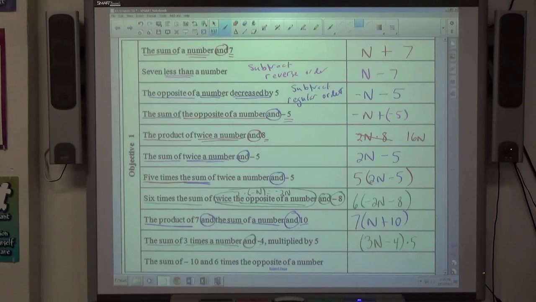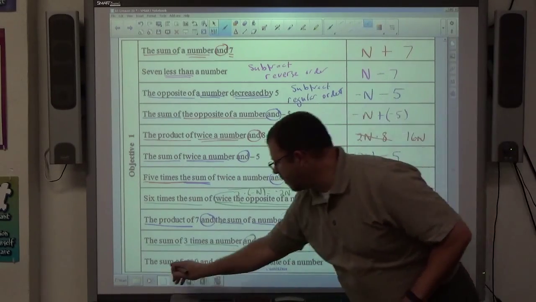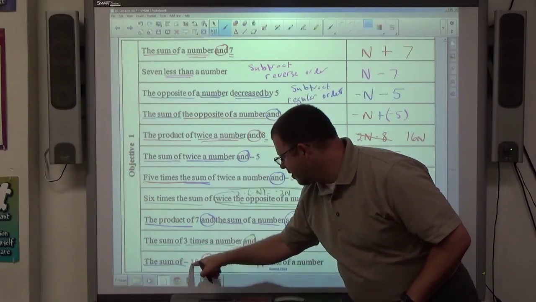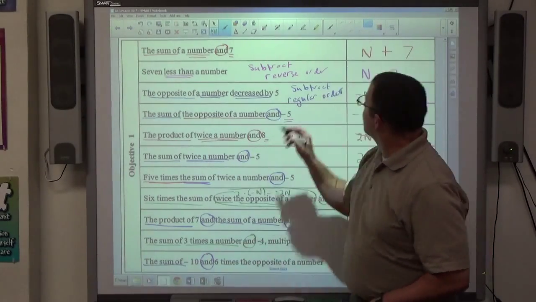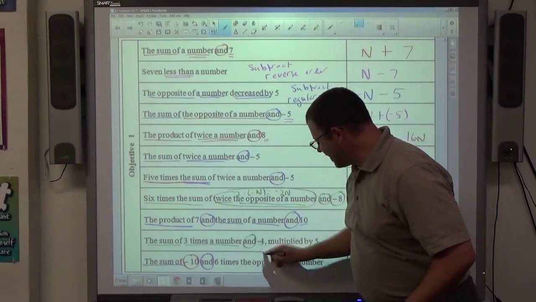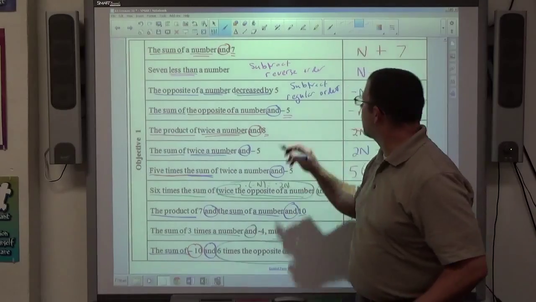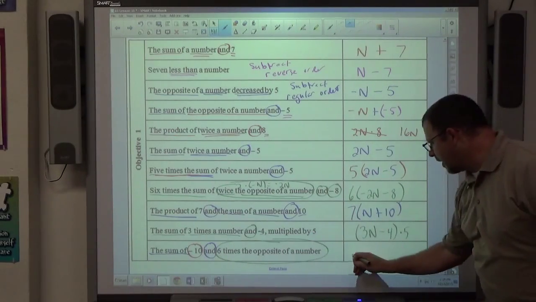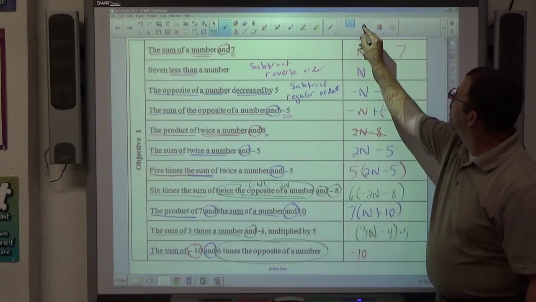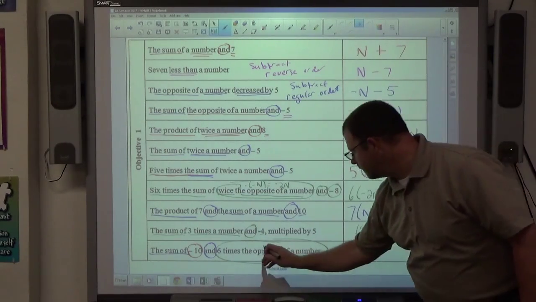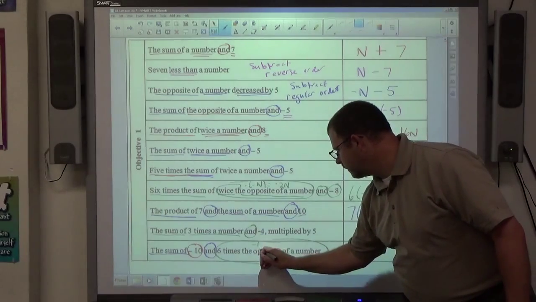Finally, the sum of negative 10 and 6 times the opposite of a number. So look at this last one here. The sum of, we're adding this and this. All right? So the first thing we're adding is negative 10, and we're adding that to 6 times the opposite of a number. So negative 10, and what's 6 times the opposite of a number look like? Negative. Negative what? Negative 6n.